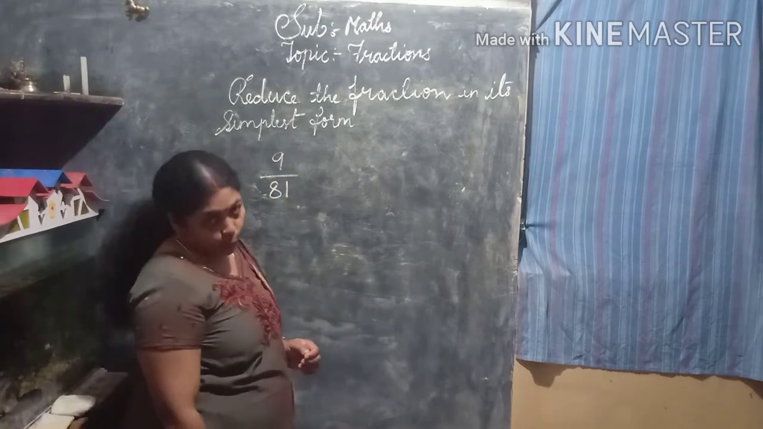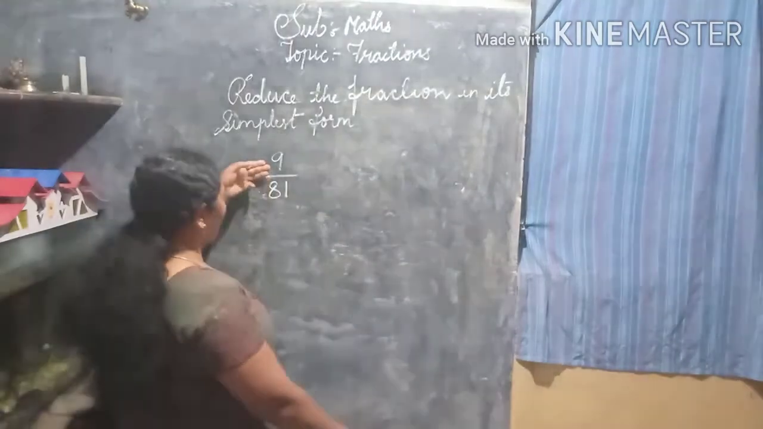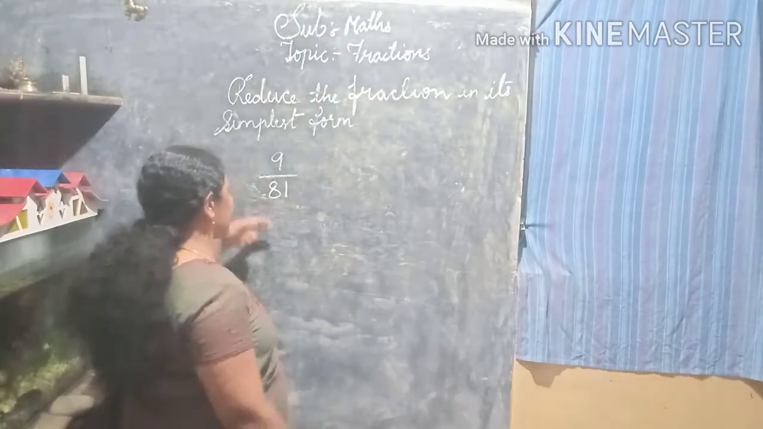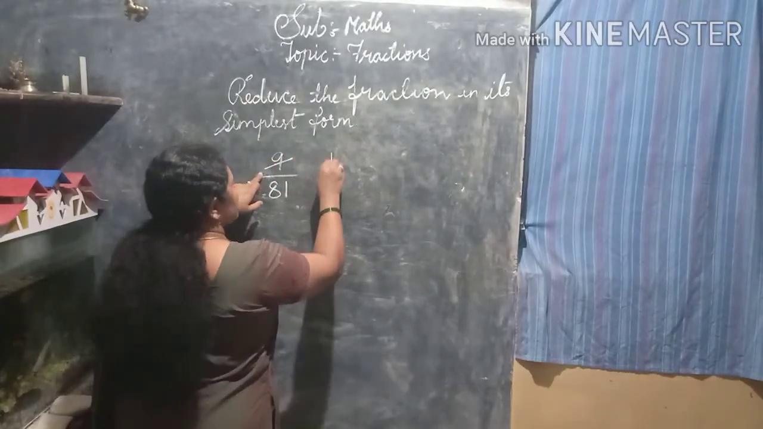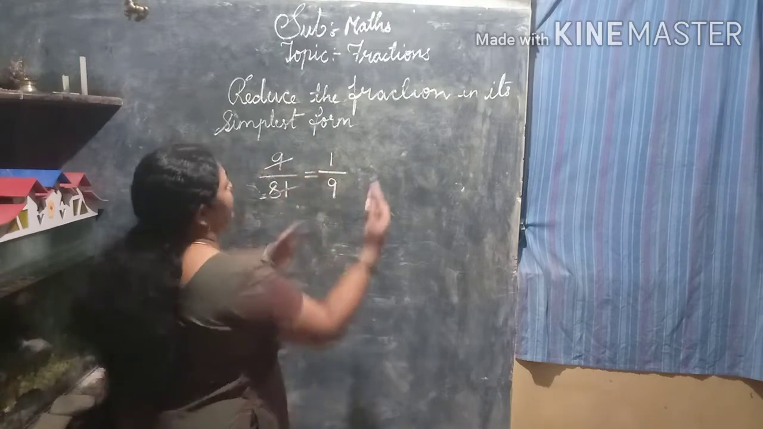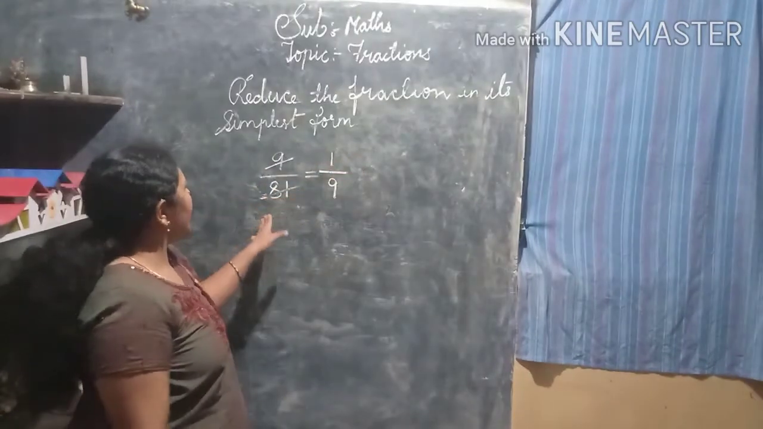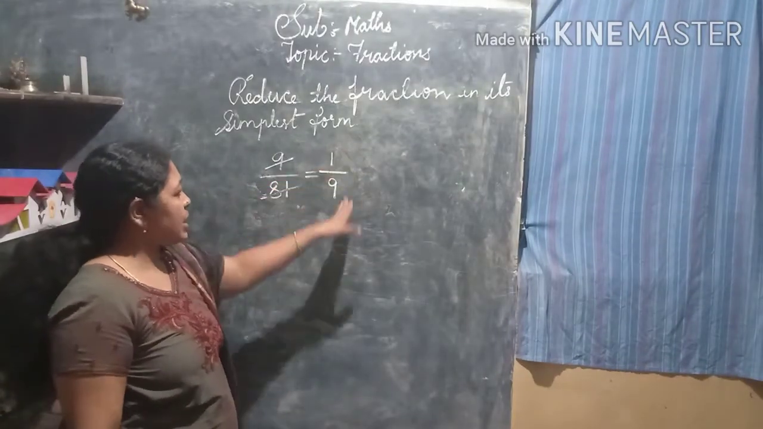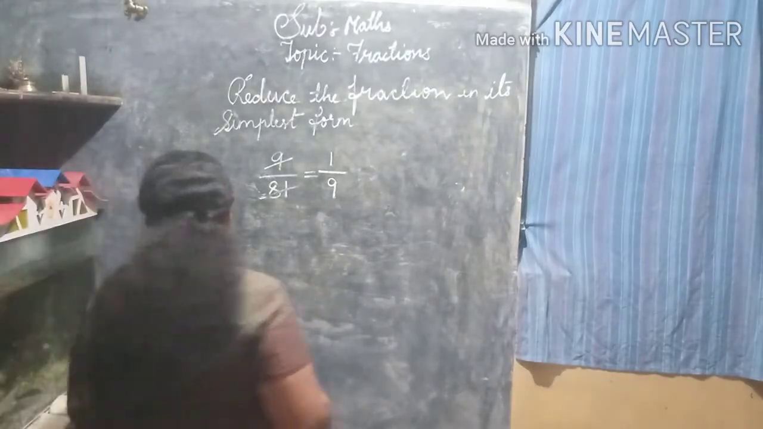9 by 81. If we know the direct 9 ones table, okay, either it will go in the 3 ones table also. If you use the 3 ones table, you will get the smaller amount. If you go with the 9 ones table, it is 9 ones are 9, 9 9s are 81. See, direct transfer. It has been simplified into the simplest form. Okay? Yes.